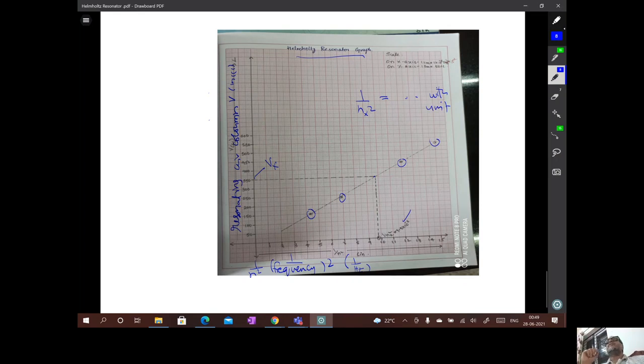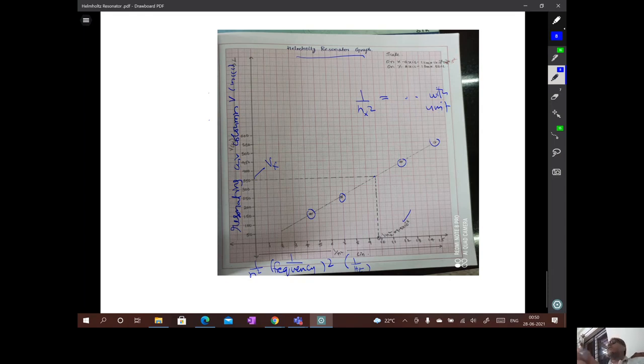Now, for a mathematician, the slope has no unit because it is dy by dx, right? But for physicists, when you plot a graph, the x-axis and y-axis contain some dimensionful physical quantities. So when you take the ratio of them, the slope will have some unit. So you have to write that.